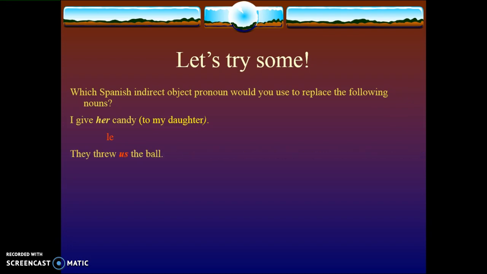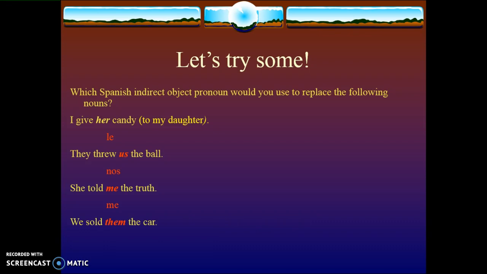They threw us the ball. What would you replace us with? Nos. She told me the truth. What would you replace me with? Me.